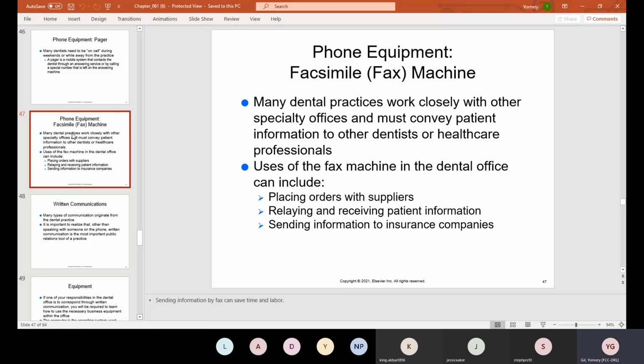Does anybody know what you can't send through a fax machine, that it would be hard for the person on the other end who receives the fax to see? No. So actually, you never fax X-rays because it's just going to come out like a black fax.